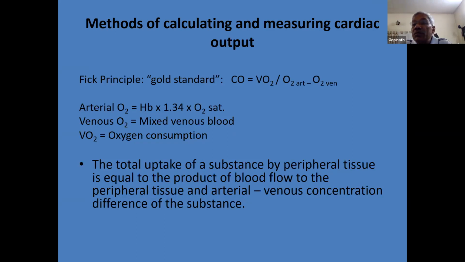But what do we use in terms of equipment? The gold standard is the Fick principle, which is that cardiac output is equal to oxygen consumption divided by the difference between the arterial and the venous side. This was basically done by Adolf Fick, and he said that the total uptake of a substance by peripheral tissue is equal to the product of blood flow to the peripheral tissue, which is the volume of blood delivered, and the arterial venous concentration difference of the substance.